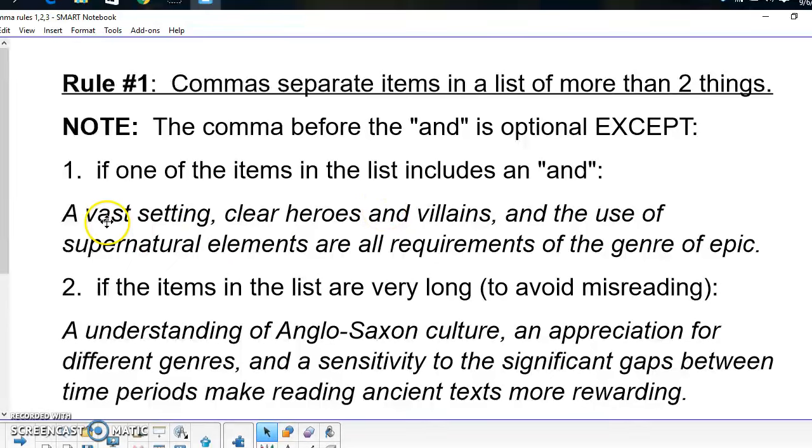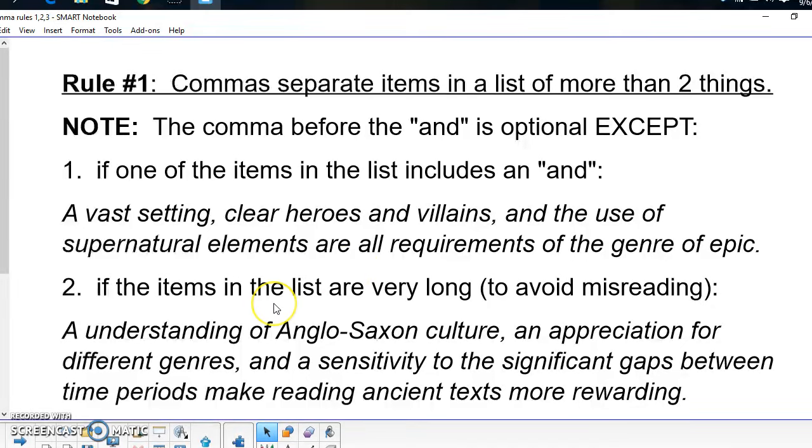So in this case, here's our first noun, vast setting. Here's our second noun, clear heroes and villains. And then here's our very long third noun, the use of supernatural elements. I want to be sure my reader knows that noun number 2, this middle thing here, should be read as a single unit and not as a separate thing. So I want to be sure to put my comma in before the and that introduces the third item in the list, so that my reader knows to read this second thing as a single noun and not as two separate nouns.